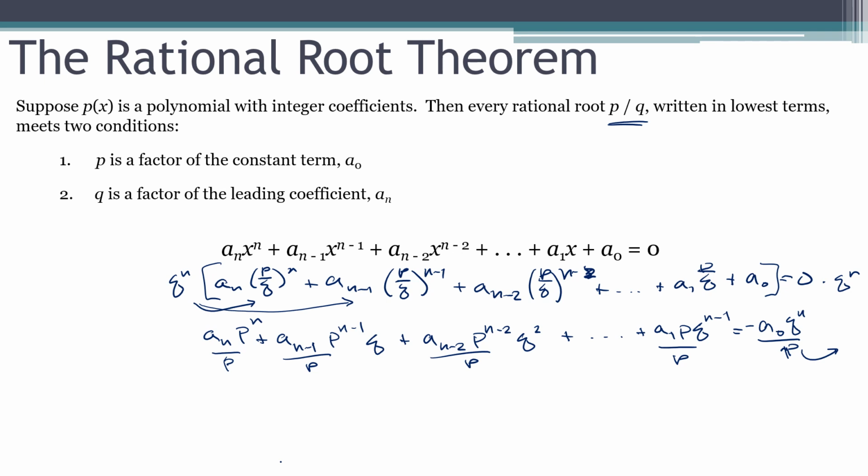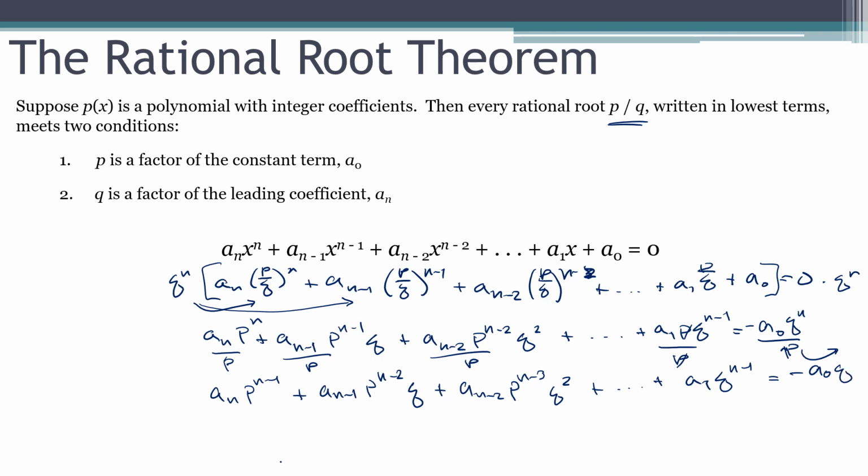All right, so what happens? I get a n p to the n minus 1 plus a n minus 1 p to the n minus 2 q plus a n minus 2 p to the n minus 3 q squared, and so on. Down here to the very end, when we get a1, and both these p's cancel, there's no p anymore, q to the n minus 1 equals this thing. Oops, that should be a q, not a p. It's going to be p, q to the n over p.